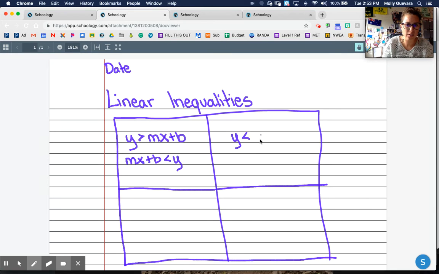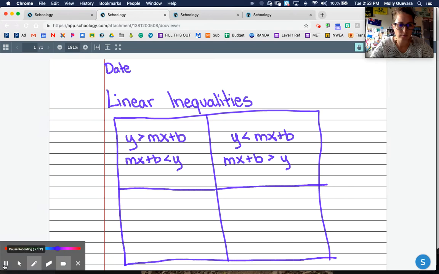Another one we're going to look at is y is less than mx plus b, so all numbers smaller than the line. And again, if I write it on the left, you just have to make sure the alligator is eating the right side. So here, the alligator is eating the mx plus b.